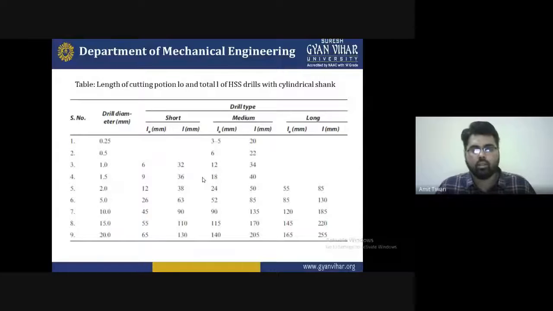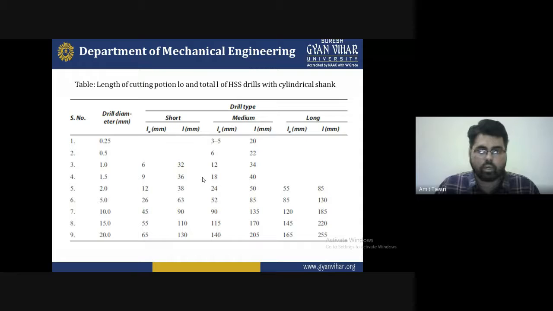Second is the drill type, that is medium. L0 by L, that is 3 to 5, with capital L having the values 6 to 22, 12 to 34, 18 to 20, 24 to 50, 52 to 85, 90 to 135, 115 to 170, and 142 to 205. So these are some specific thickness or specific dimension, diameter, regarding the drill type which is the medium.